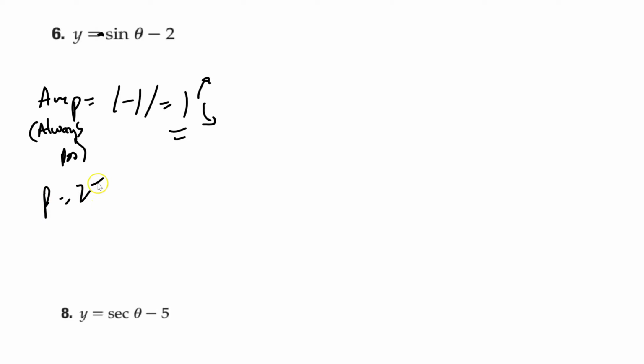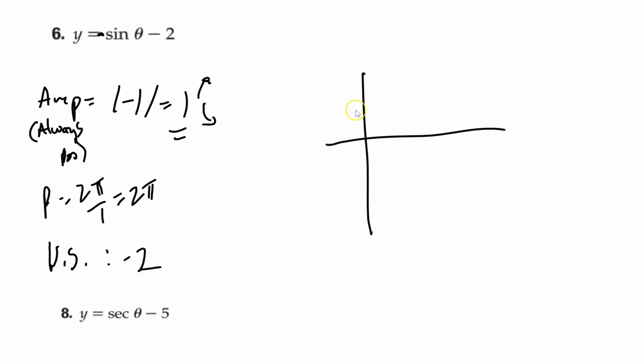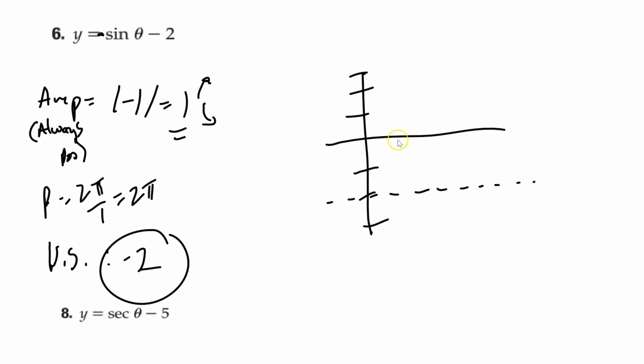Period, 2 pi over 1, that's easy. So 2 pi. And my vertical shift is on the outside, so vertical shift is down 2. So if I graph this, 1, 2, 3, 1, 2, 3, the -2 is my new middle. Period's still 2 pi, so I'm going to go like pi over 2, pi, 3 pi over 2, and 2 pi.